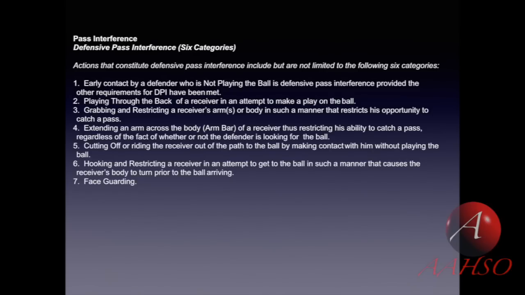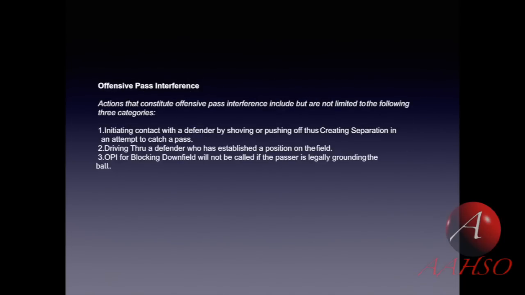Fourth, extending an arm across the body or an arm bar of a receiver, thus restricting his ability to catch a pass, regardless of whether or not the defender is looking for the ball. Fifth, cutting off or riding the receiver out of the path of the ball by making contact with him without playing the ball. And then hooking and restricting a receiver in an attempt to get to the ball in such a manner that causes the receiver's body to turn prior to the ball arriving. And then that last one, which I've never seen called, face guarding, that I thought was correct, but that is the last element of defensive pass interference for the National Federation of High School.